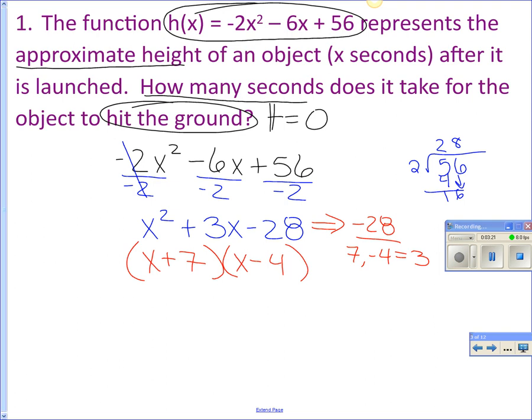Always look and see what the question is asking. What did the question ask? When did it hit the ground? What does hit the ground mean? Equal it to 0. So I'm going to write x plus 7 equals 0 and x minus 4 equals 0.